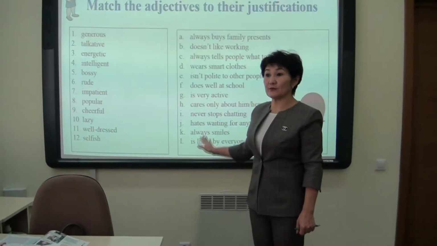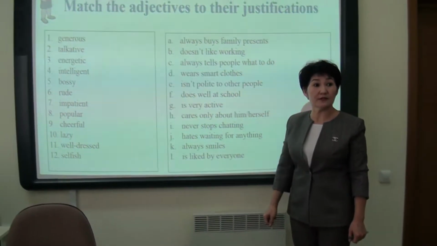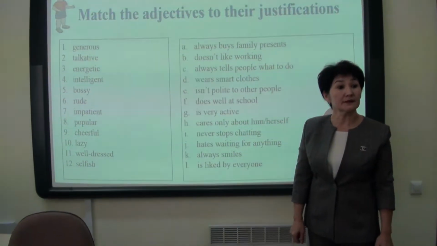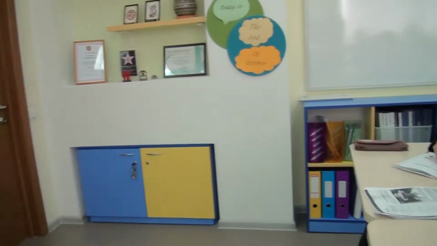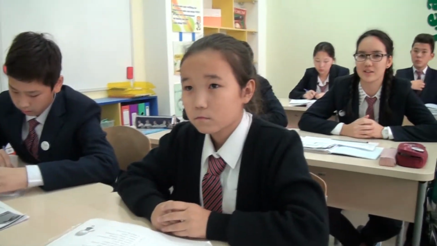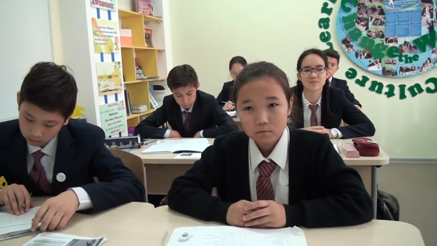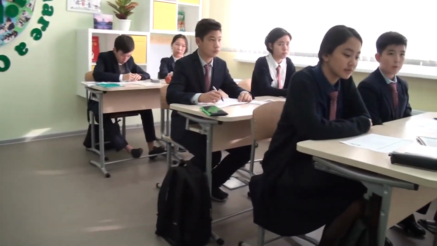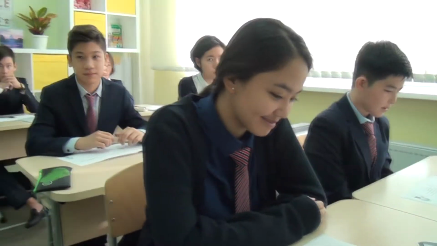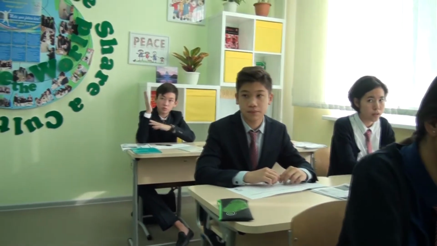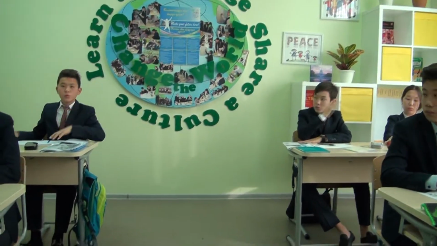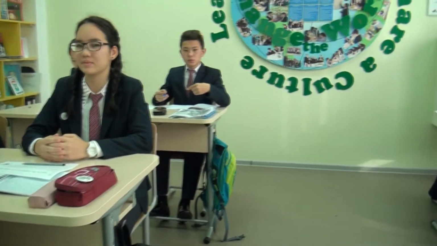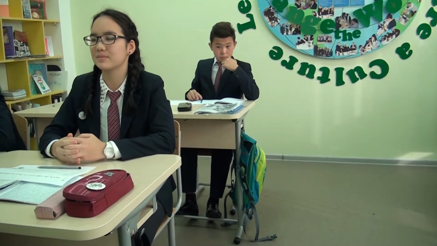I would like you to look at the board. Can you tell me what you see here on the board? In the first box there are adjectives, and in the second there are justifications for these adjectives. Okay. When do we use all these adjectives? When we describe personal qualities. Okay, and what about justification? Why do we need to use justification when describing people? When we prove these adjectives about personal qualities. Okay, thank you so much.